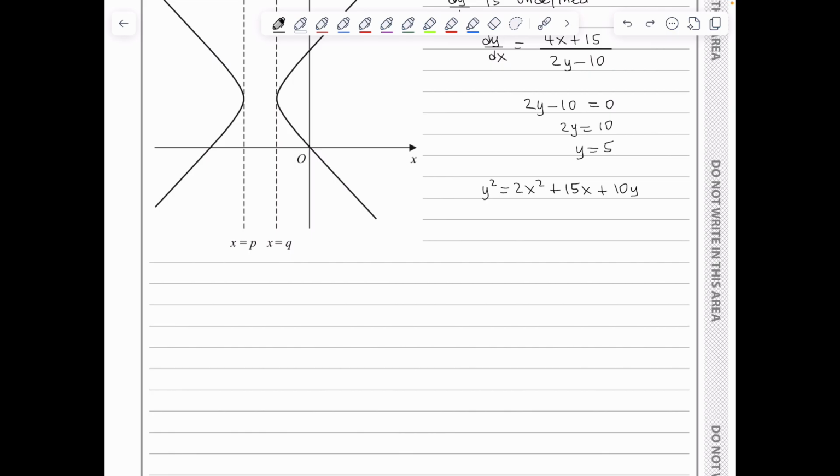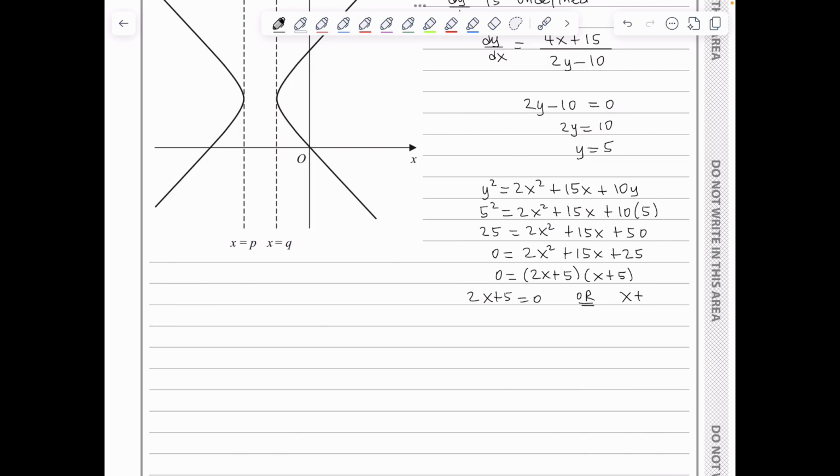Let's put y is 5, leading to 5 squared is 2x squared plus 15x plus 10 times 5. This leads to 25 is 2x squared plus 15x plus 50. And therefore, we're looking at 0 being equal to 2x squared plus 15x plus 25. I will factorize this. It gives me 0 being equal to 2x plus 5 times x plus 5. So we are looking at 2x plus 5 being equal to 0, or alternatively, x plus 5 being equal to 0. So x is minus 5 over 2, or x is negative 5.